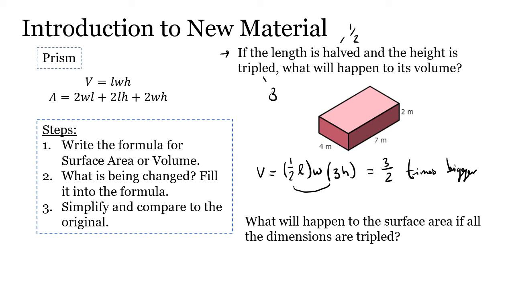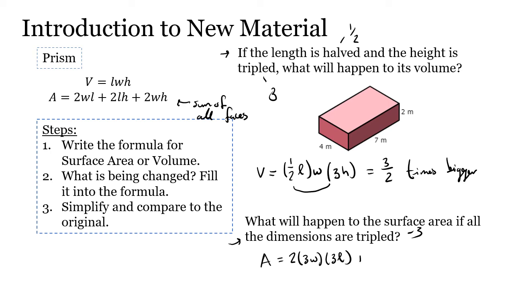What will happen to the surface area if all the dimensions are tripled? So we're changing it up. Now all the dimensions are being tripled. How does that affect the surface area? Well, for a prism, I've got to use this formula, and I'm plugging in 3 because they're being tripled. So it'd be 2 times 3w times 3l. This formula is actually just the sum of all the faces. It's just written concisely.